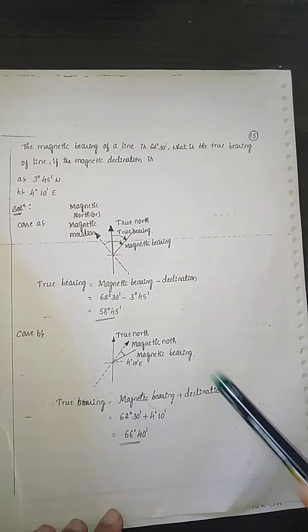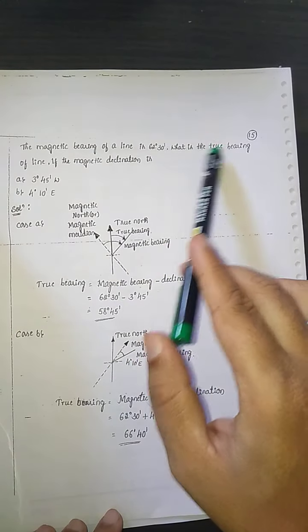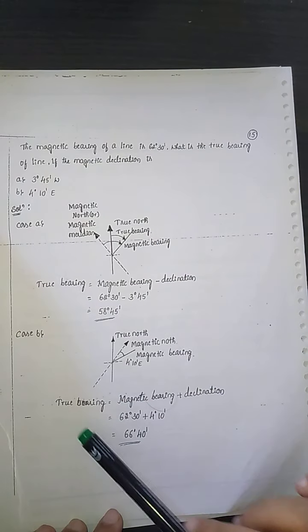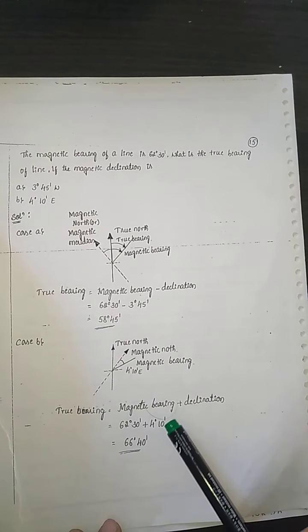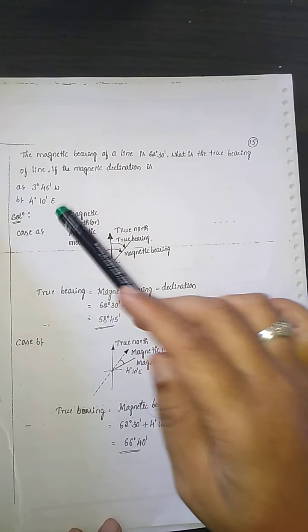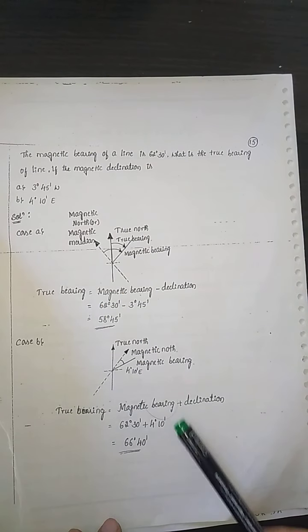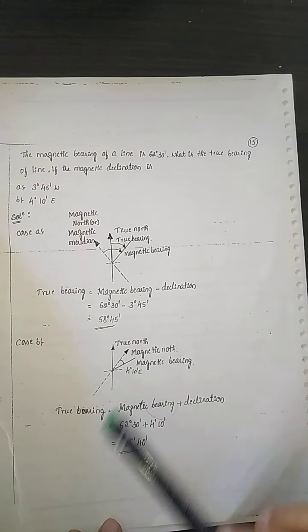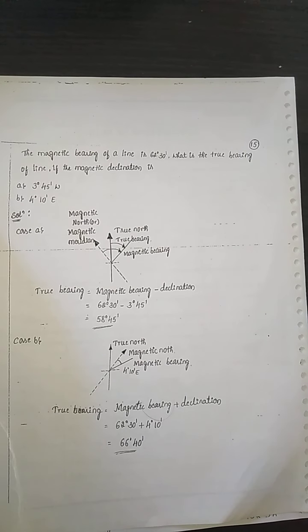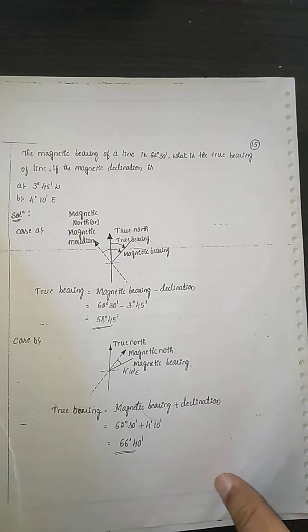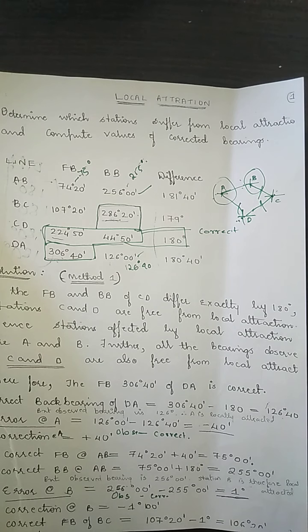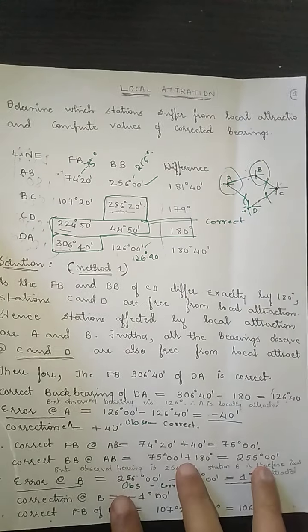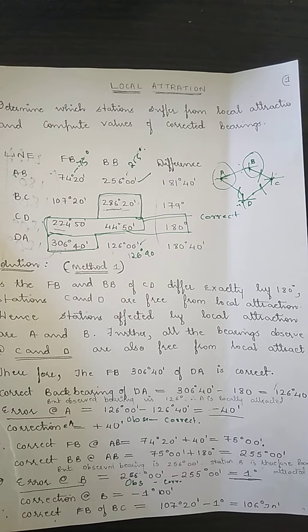Now we are going to see the second true bearing. True bearing is equal to magnetic bearing plus declination. Why plus? Because it is towards the east. So that is the reason why we are going to use it for the true bearing. It is 66 degrees 40 minutes. Now this is the simple problem that we have solved on declination, and we have seen what the magnetic declination is. The true meridian and the magnetic meridian have already been known to you.